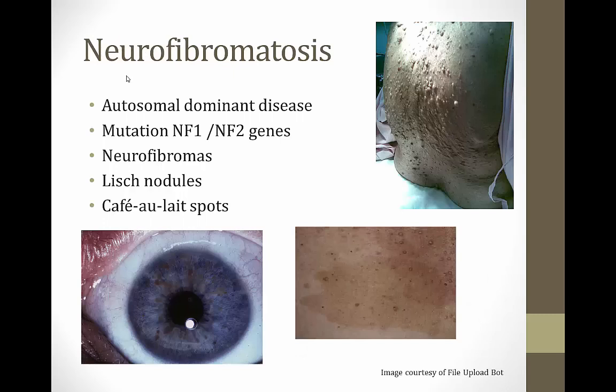Neurofibromatosis is a condition associated with schwannomas, and they love to ask about neurofibromatosis on the board, so make sure you're familiar with it. It's an autosomal dominant disease caused by mutations of the NF1 or NF2 genes, and there are some characteristic physical findings that patients get.